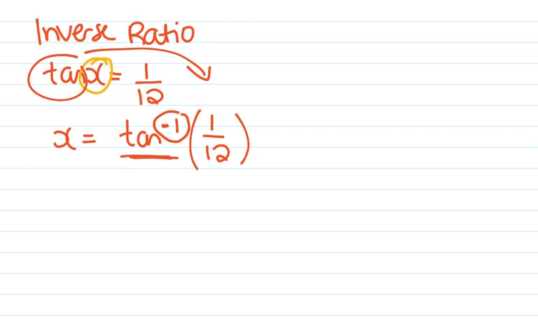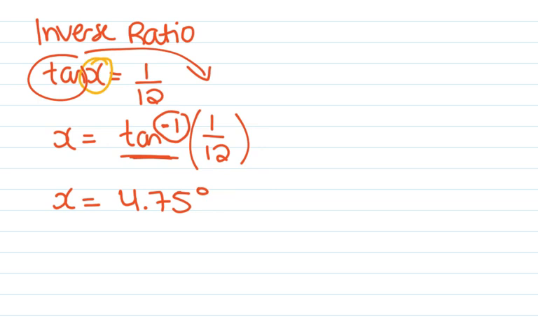Now go to your calculator, x equals, and then you probably have a tan button, and you'll probably have to hit shift in order to get tan inverse. So shift and then tan bracket 1 divided by 12 bracket equals, and you should get 4.75 degrees.